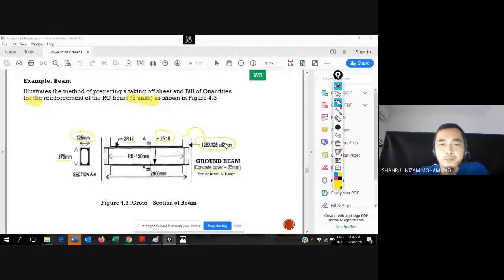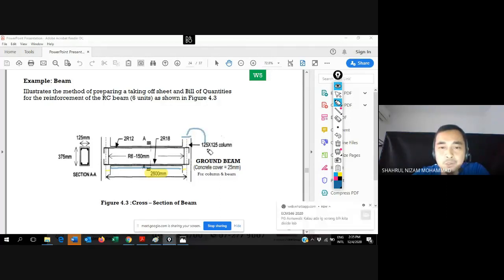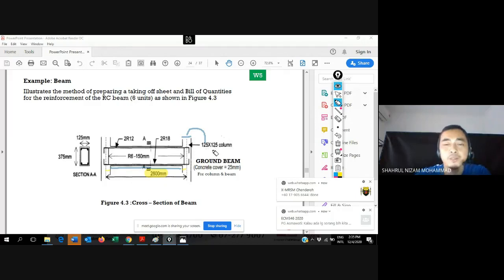And then for the length, if we look at this diagram, provided the length is 2.6 meter. But if you notice, 2.6 meter basically including half column, okay? Including this half column and another half column. So now we are calculating for the beam, so we only need to have this length only. So meaning that 2.6, you need to minus with half column and another half column. So provided here, the full column, it will be 125. So half column will be 125 divided by 2.